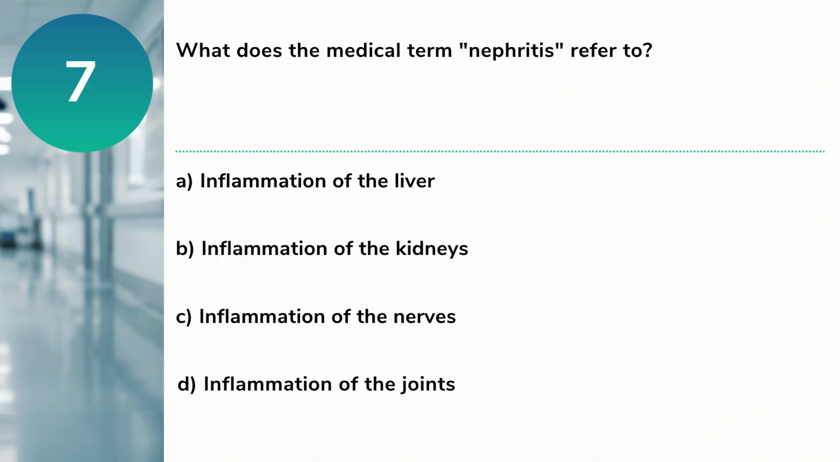Question 7. What does the medical term nephritis refer to? A. Inflammation of the liver. B. Inflammation of the kidneys. C. Inflammation of the nerves. D. Inflammation of the joints.